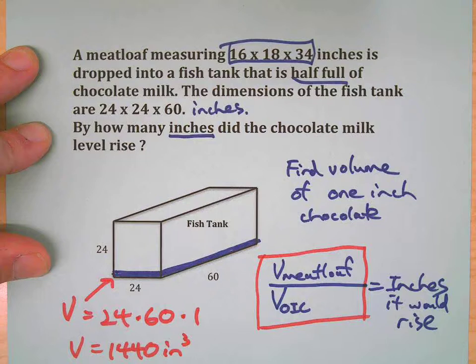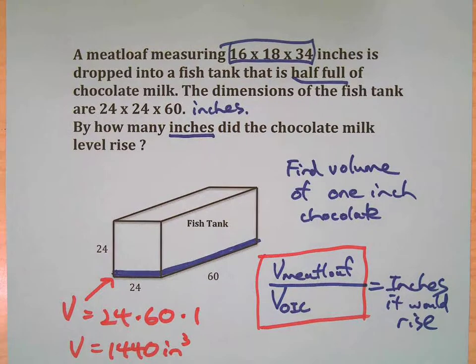Then if I remember my plan up here, if I can figure out how many inches of chocolate milk fit into the volume of the meatloaf, that's going to tell me how many inches it's going to rise. 9792 divided by 1440. A little bit less than 7 inches is how much the chocolate milk would rise.